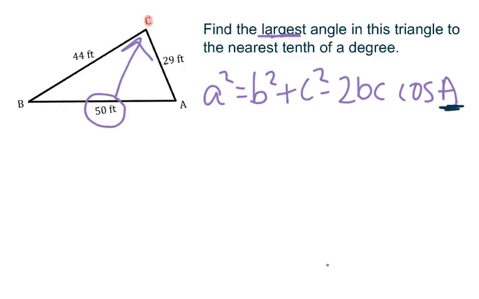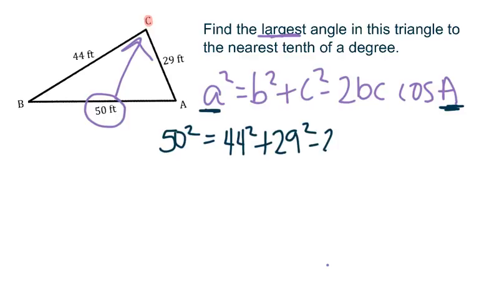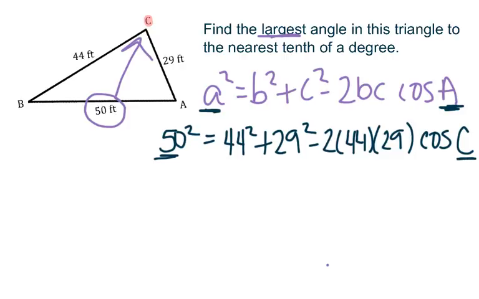That means this is where I'm putting capital C, which means that little c must be the number that I start with. So I'm going to start by writing 50 squared equals 44 squared plus 29 squared minus 2 times 44 times 29 cos C. Again, 50 is across from the angle that I'm trying to find, which is why I set it up that way.